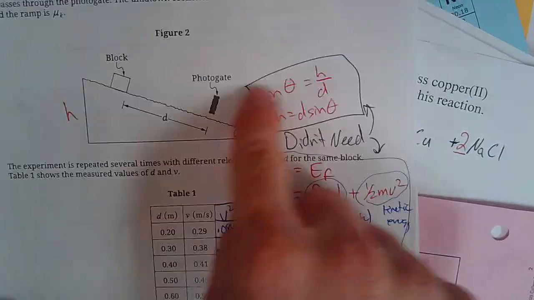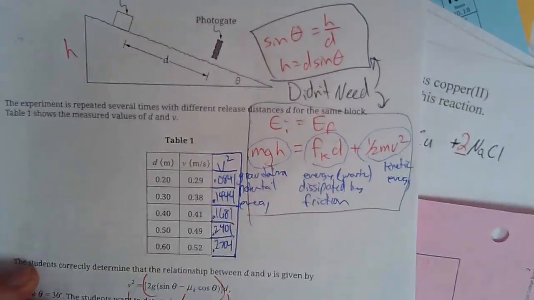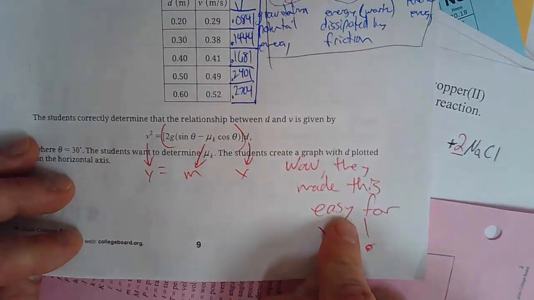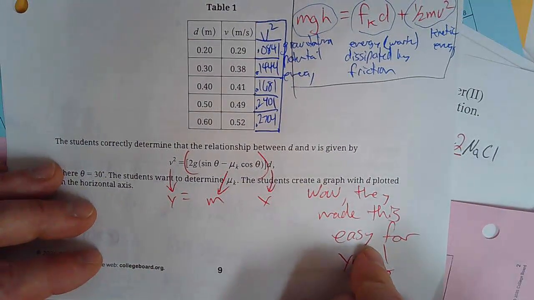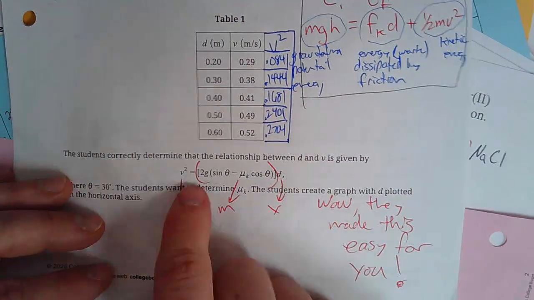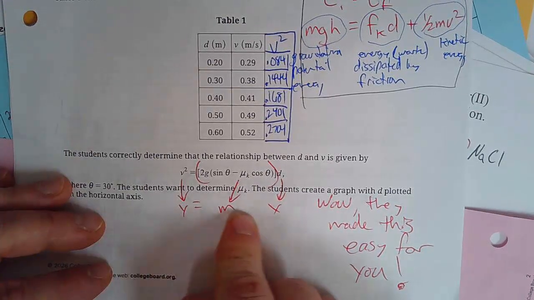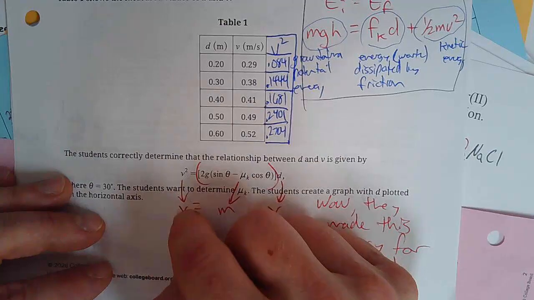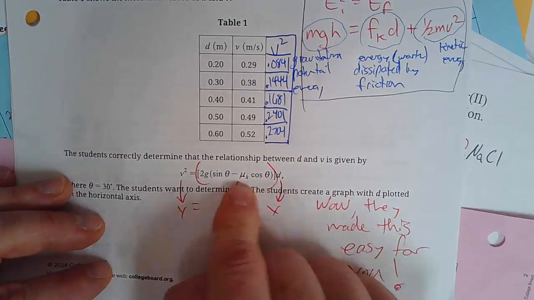Yeah, so let's flip over. Now they gave us this other experiment. I started doing all this crazy stuff here, and then I looked down here and they just gave me the equation, and boy, howdy, did they make this easy for you folks. If you just saw y equals mx, what could I possibly do here? d is going to go on x, v squared is going to go on y, and then the slope will be equal to this thing.